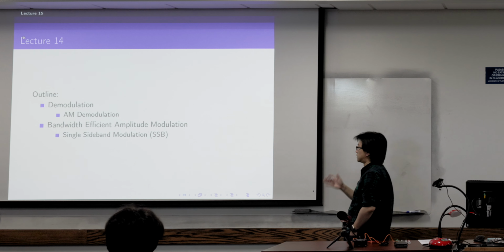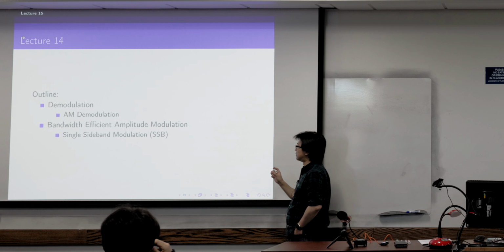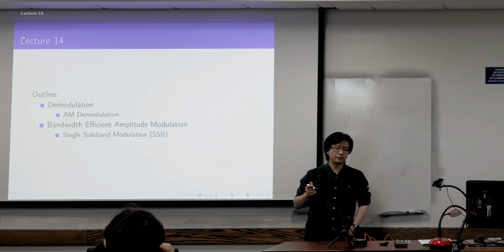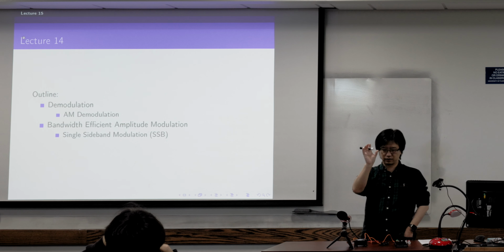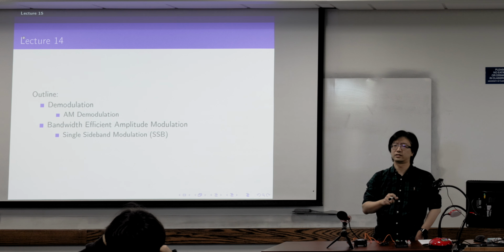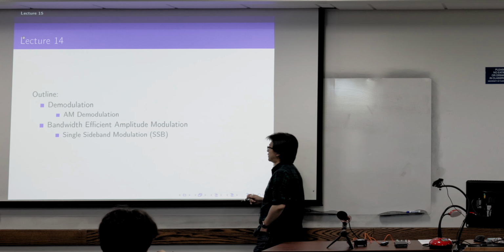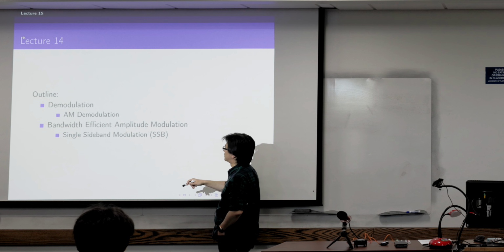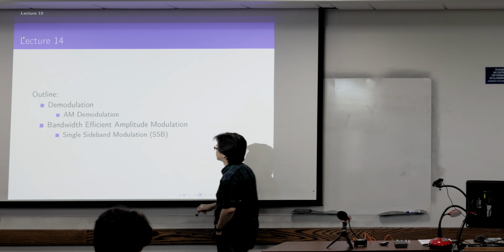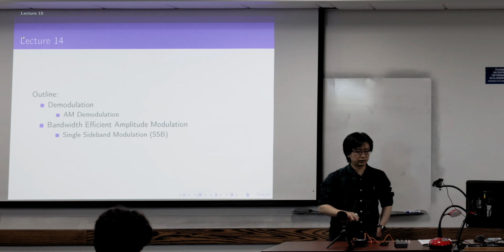And because of the symmetry of the signal, half of the bandwidth might be wasted, right? So I want to figure out a way to transmit only half of the bandwidth. It's called SSB, single sideband modulation.